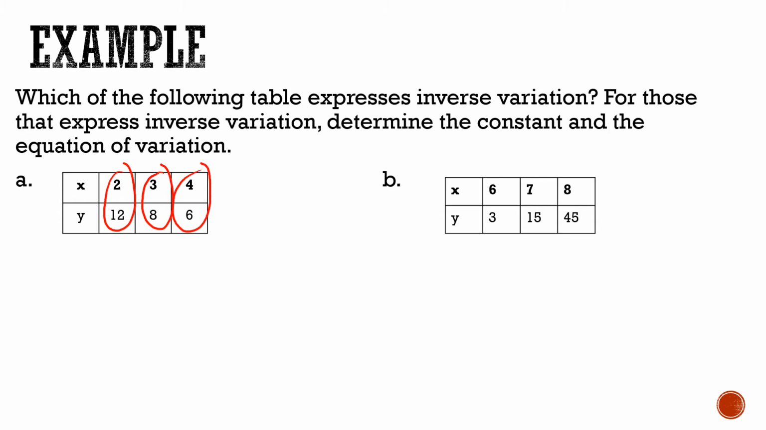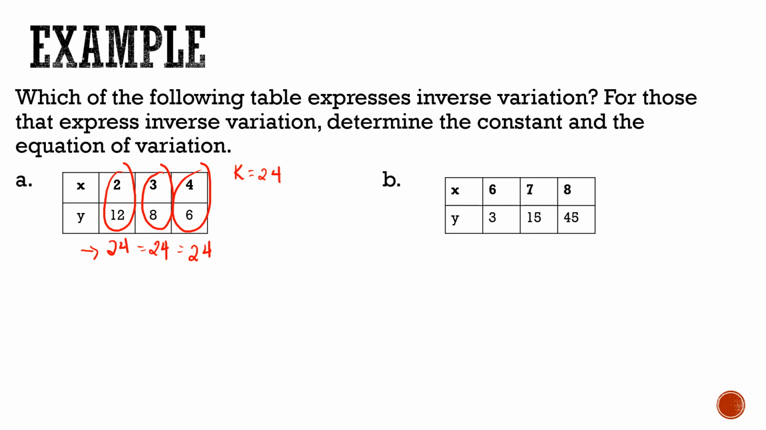In this case, I will be multiplying 2 by 12, which gives us a product of 24. 3 by 8 is 24 also, and 4 multiplied by 6 is 24 also. As you notice, they are equal. Therefore, this is an example of an inverse variation. 24 is your constant of variation, so k is equal to 24.